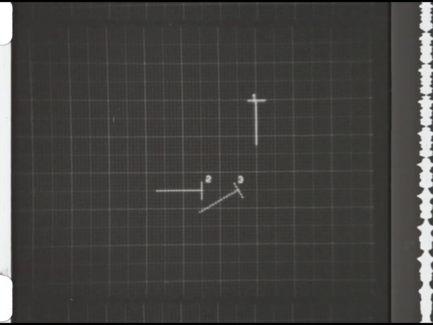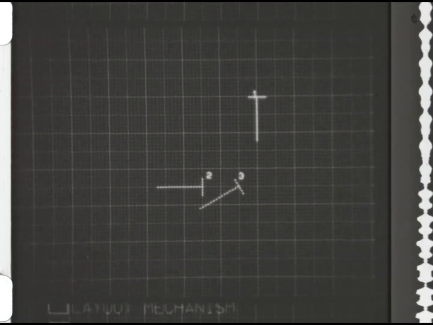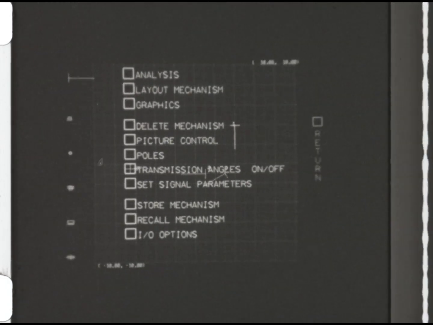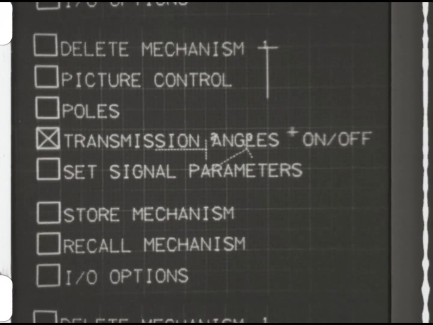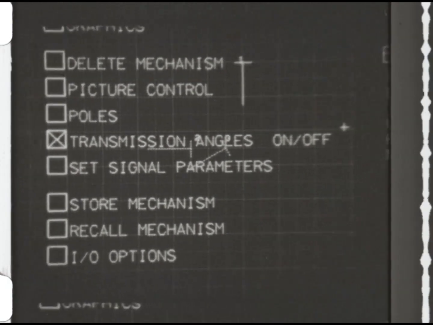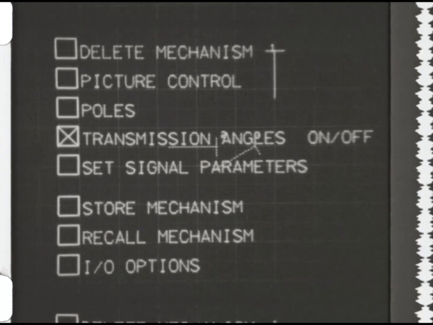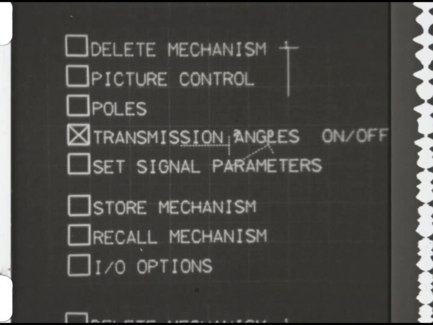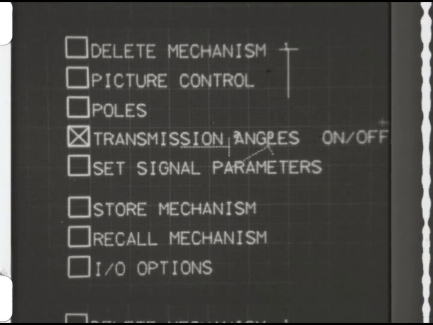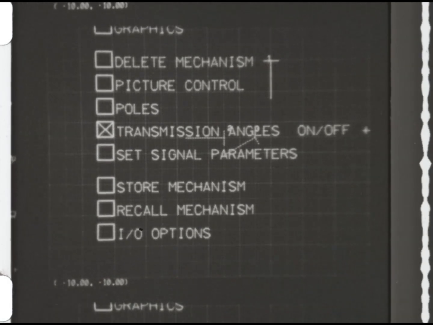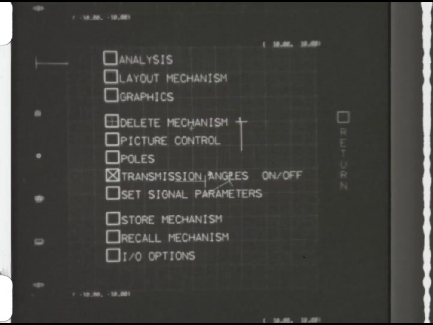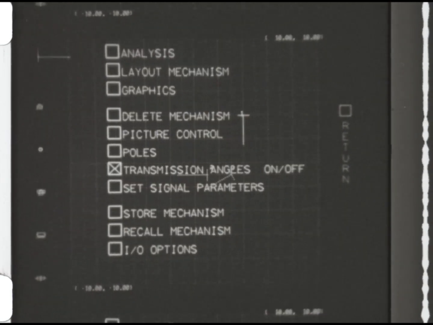One kind of requirement that people often have is good transmission. If a mechanism is going to be transmitting significant forces, you want to have good transmission angles on the mechanism. And so a designer can specify as a requirement that he wants to have the computer show him the transmission angles of the mechanism while he's synthesizing the mechanism. Let me turn off the grid.